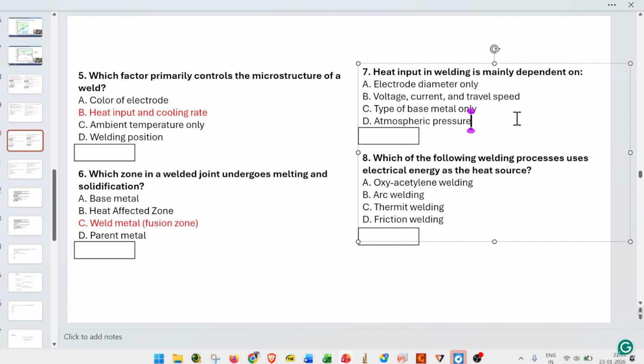Next, type of the base metal. The type of the base metal only tells the melting point, but not the amount of heat input. Atmospheric pressure, no, atmospheric pressure also will not affect. So the answer will be voltage, current, and travel speed.